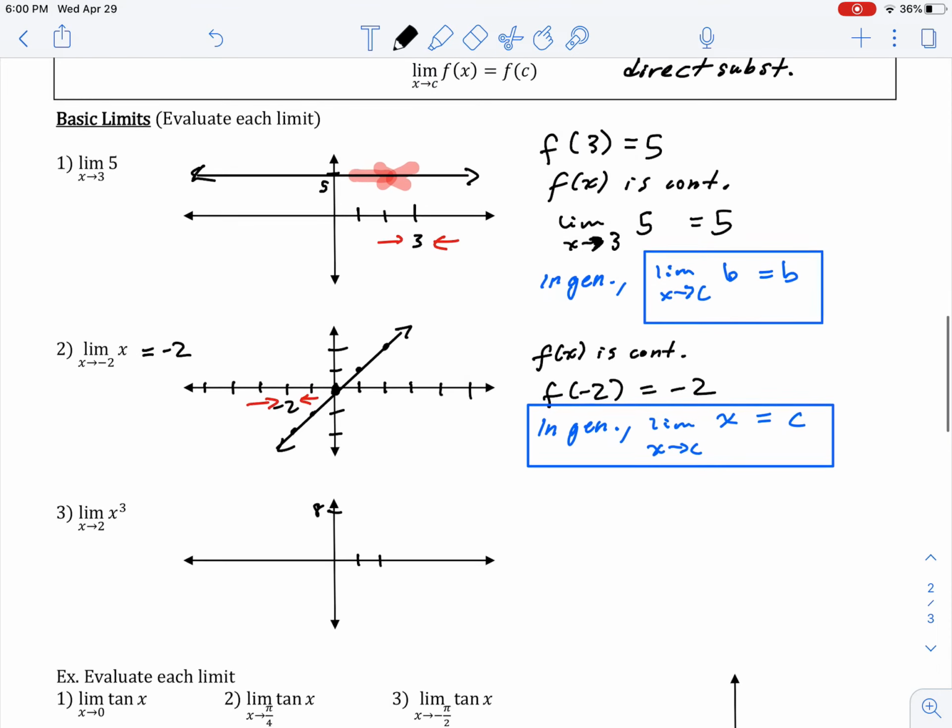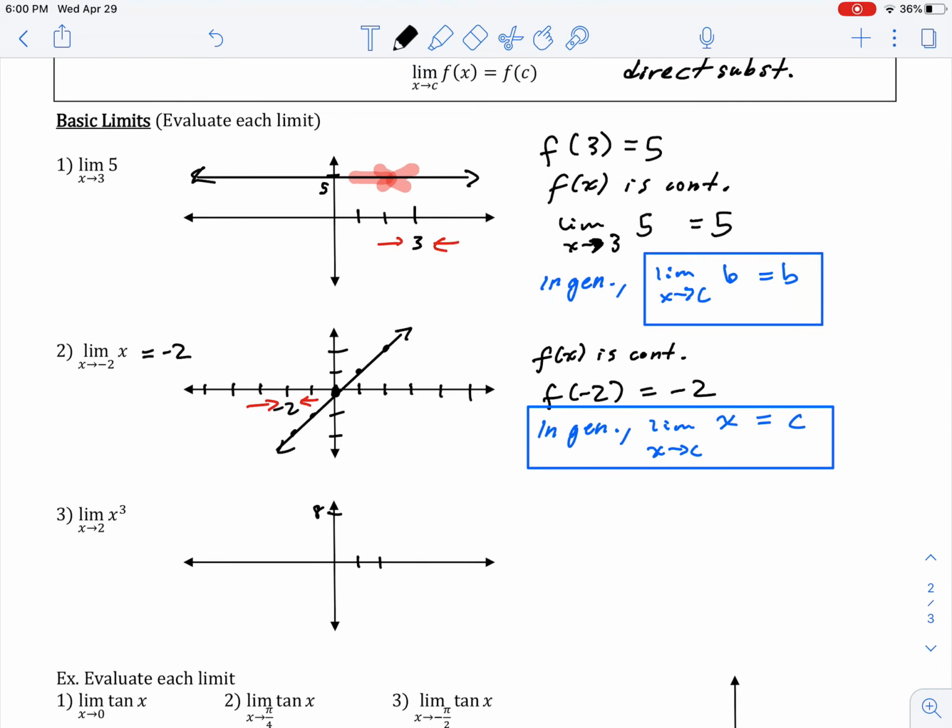All right, now let's look at another function. We've got x cubed. Well, ask yourself, is this continuous? Well, again, what does this graph look like? When x is equal to 2, y is equal to 8. So our graph is going to just look something like this. We've got a basic cubic function here. f of x is continuous. So since f of x is continuous, you're allowed to do direct substitution for any x value. So we can say f of 2 is equal to 8. Therefore, the limit as x approaches 2 is equal to 8.